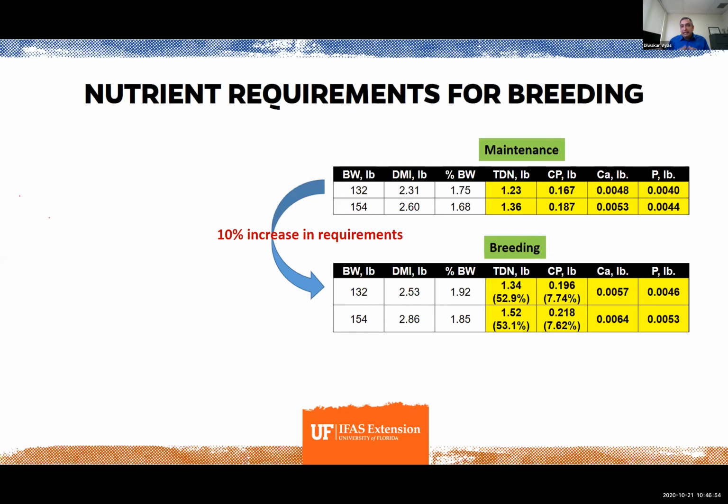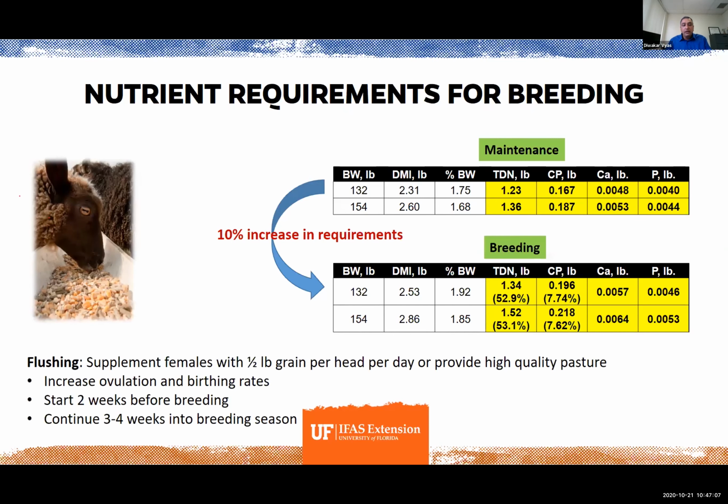Or in some way, we can say that they have to be flushed. They have to be provided some good quality feed so that they are very well prepared for breeding and the chances for successful conception. So what is flushing? Flushing is supplementing females with some grains or providing them a high quality pasture to make sure they are getting enough nutrients for breeding that increases ovulation and birthing rates.